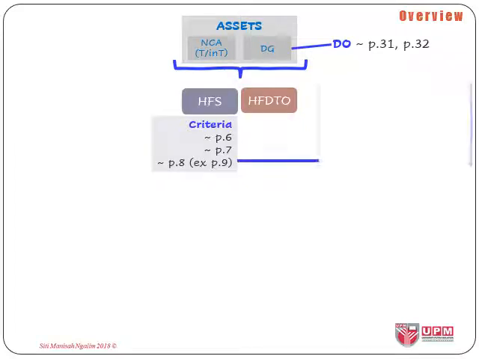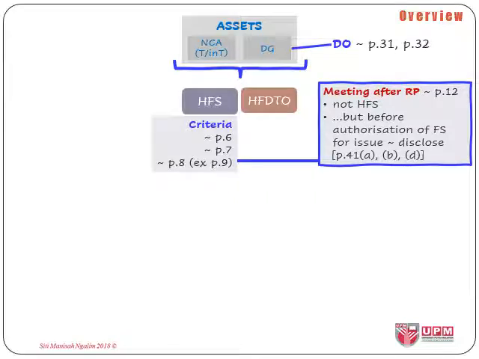Now, if these assets fulfill the requirements in paragraph 7 to 9 after the reporting period, then they are not considered as held for sale for that financial year. However, if they fulfill those requirements after the reporting date, but before the financial statements are authorized for issue, the fact that they fulfill the criteria should be disclosed as per paragraph 41, A, B, and D.